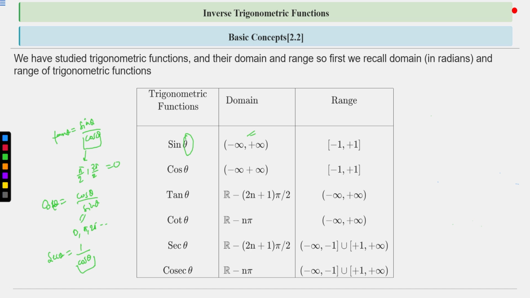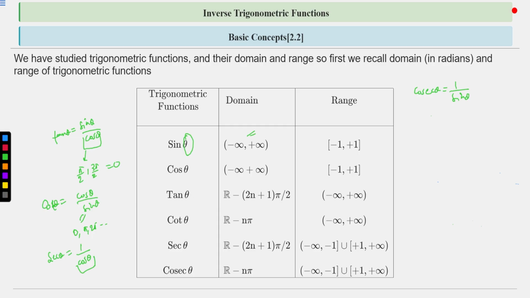Similarly, cosec theta. What is cosec theta? Cosec theta is 1 by sin theta. So cosec theta will not be defined when the value of sin theta is 0. Sin theta is 0 at any multiple of pi. So we will not include n pi in the domain of cosec theta, right? So the domain of cosec theta will be all real values except n pi. And the range of cosec theta is minus infinity to minus 1 union 1 to infinity, right? Got it?